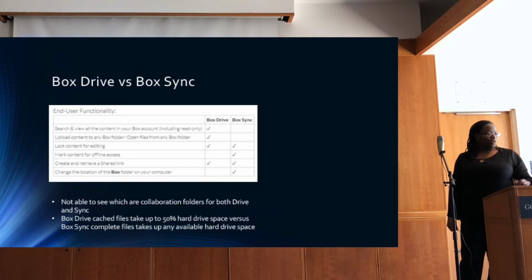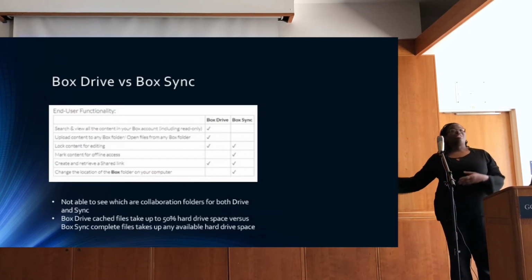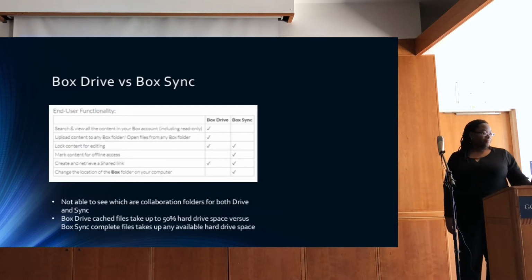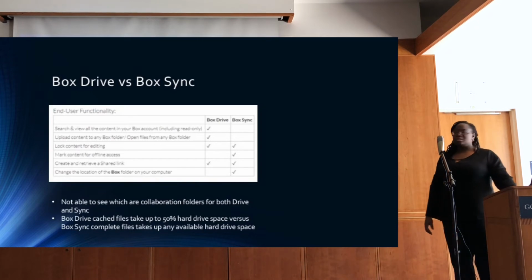So as I mentioned before, Box Drive has cached files that take up to 50% of hard drive space. It may not need to, but it will only take up to 50%, whereas BoxSync will take up as much space as you have available. And then once you run out of space, you can't access those files. Okay, any other questions about that?